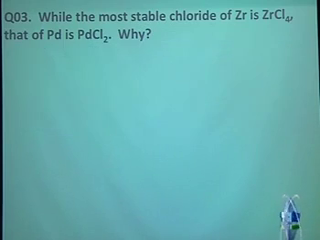Okay. Now, while the most stable chloride of zirconium is zirconium tetrachloride, that of palladium is palladium chloride, PdCl2. Yes, it is also called the relativistic effect. What is that? Anyone wants to answer? Sorry? No, it's more of a d orbital.